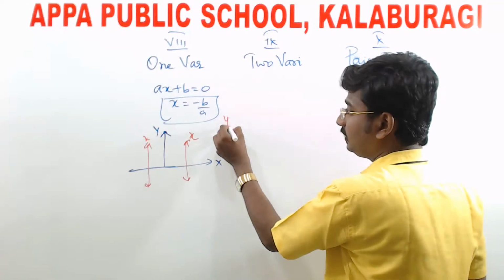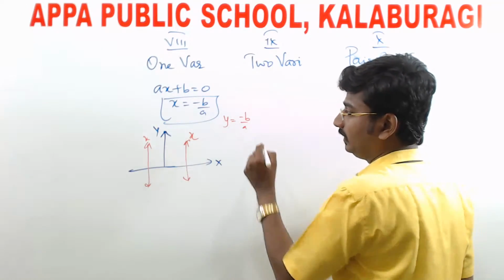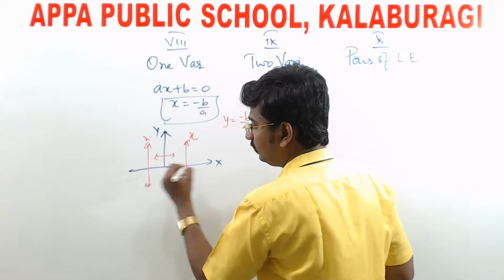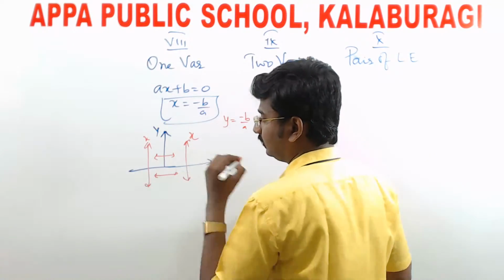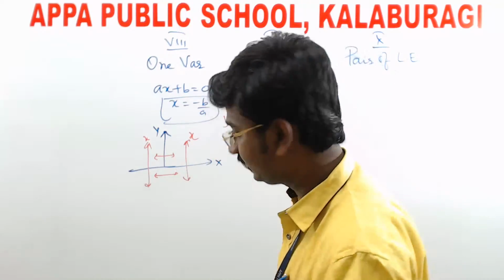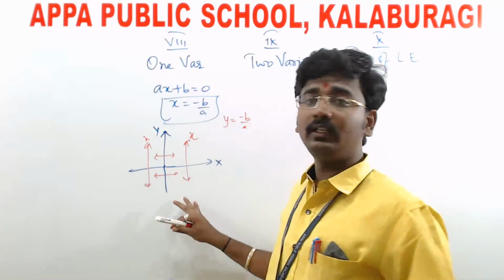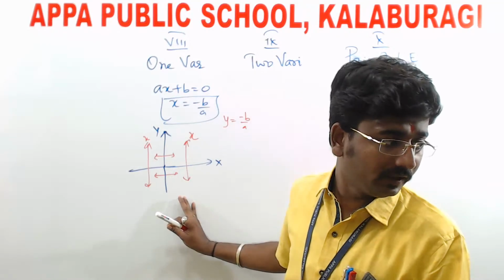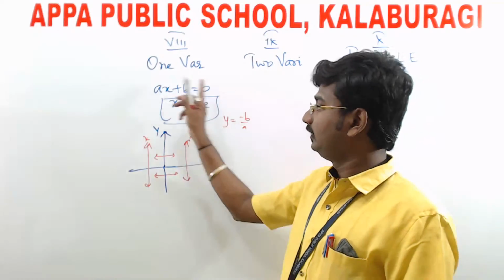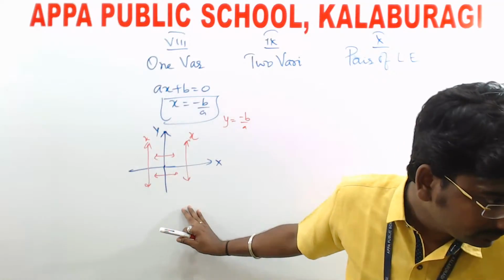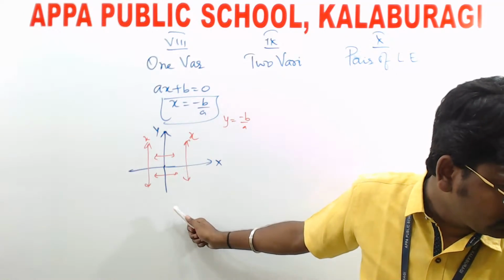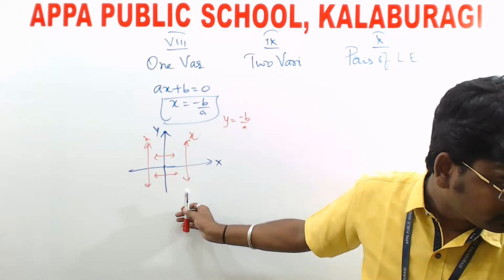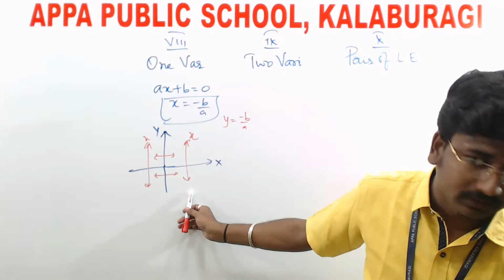If the equation was in the form of y equal to minus b by a, it would be parallel to the x axis. And this concept you learned in the 9th standard, in the last exercise of linear equations in two variables. Am I right or no? Correct? Yes, followed this. Shall I go for the next?